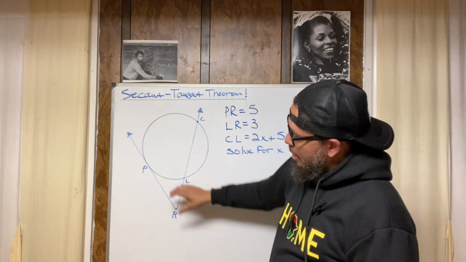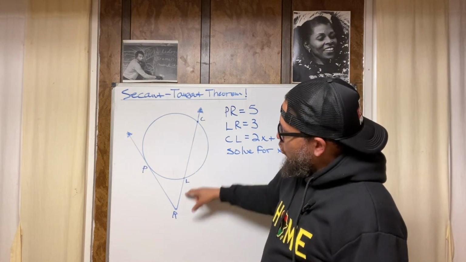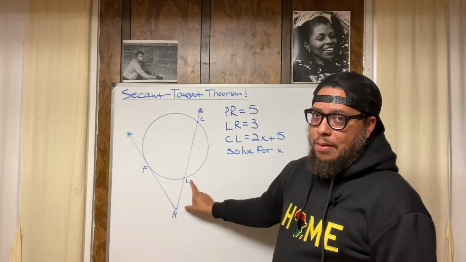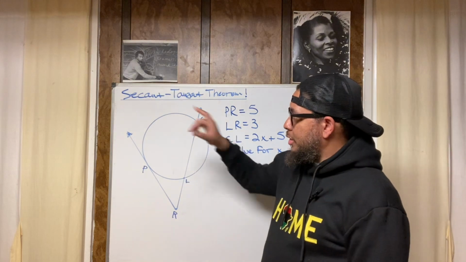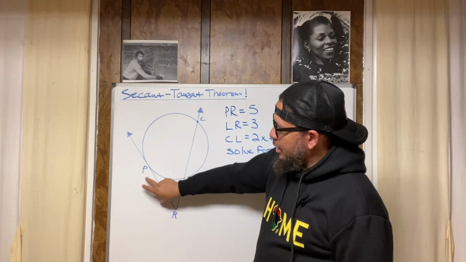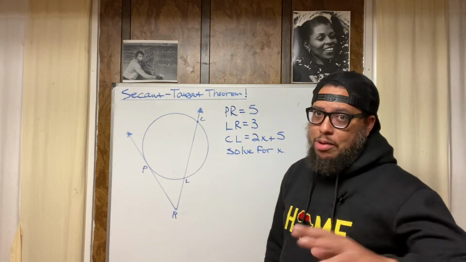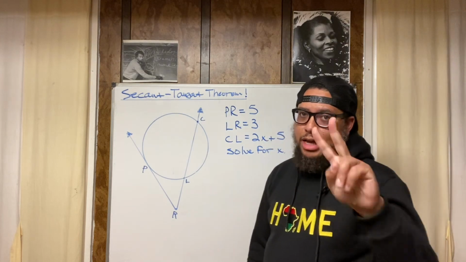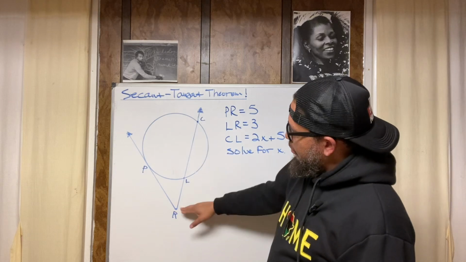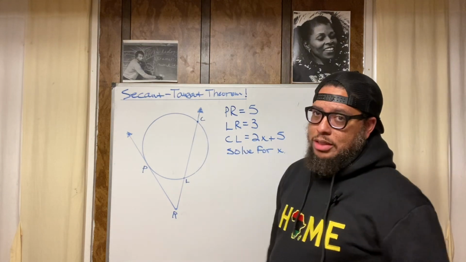Now what does that say? This part squared is equal to the whole length of the secant times the outside part of the secant. I'll say it again. The secant-tangent theorem says the length of the tangent from the outside point to this point, squared, raised to the second power, is equal to the secant from this point to that point times the outside part of the secant.